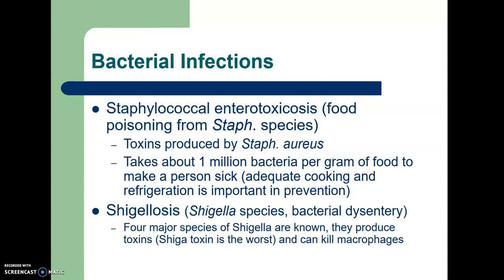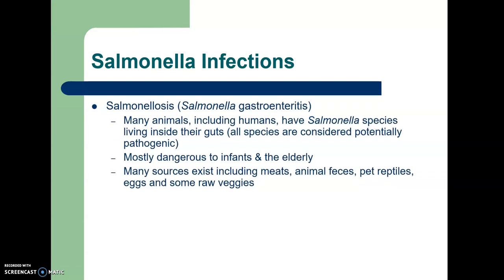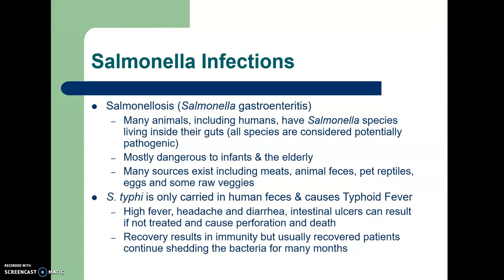Okay, I think we have enough time for the next topic. It's something that you all have heard of, which is salmonella. So salmonellosis is gastroenteritis caused by species of salmonella. Many animals have salmonella that lives inside of our digestive tract, and salmonella is considered to be potentially pathogenic at all times. So it is potentially dangerous to everyone, but mostly we're talking about infants and the elderly.